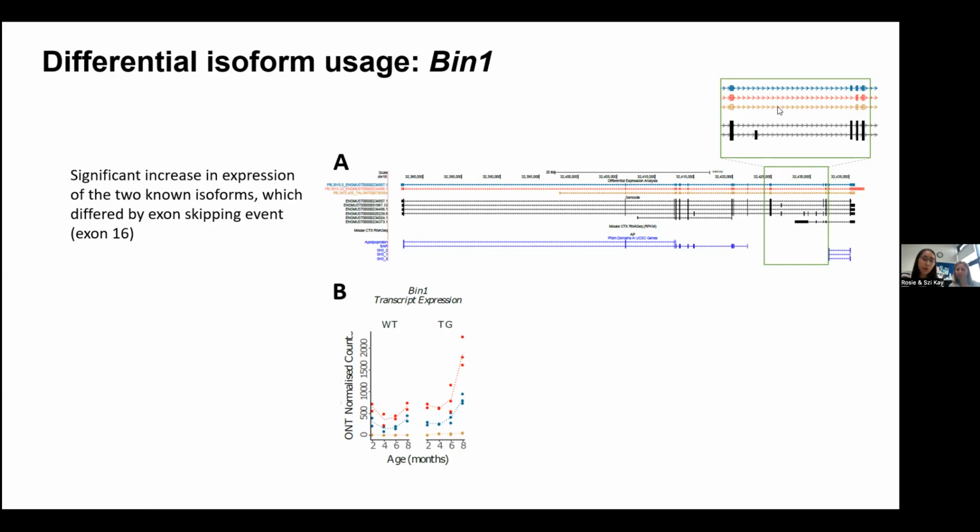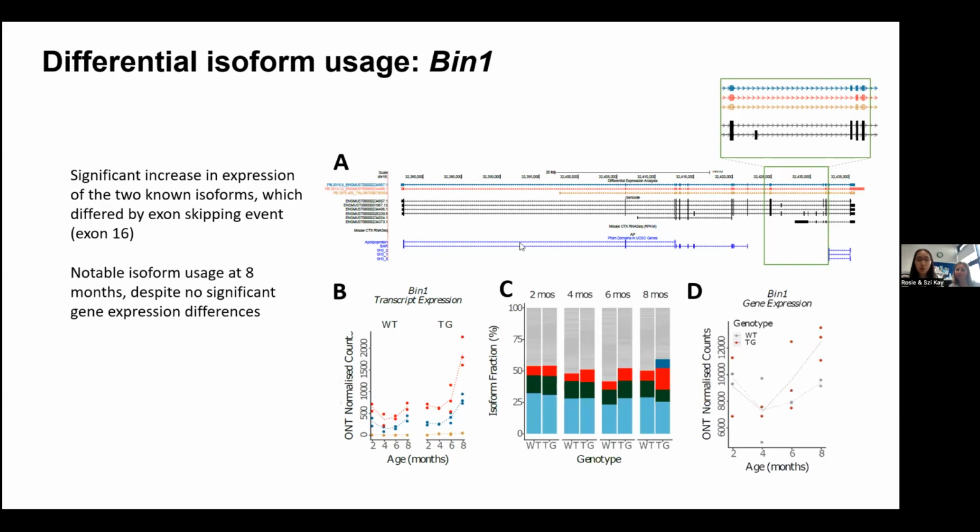These two isoforms are actually structurally quite similar, with multiple skipping events between exons 14 to 16. But one area of interest that I wanted to point out is that exon 16 is skipped in the red isoform, but not in the blue isoform. We will come back to this later.